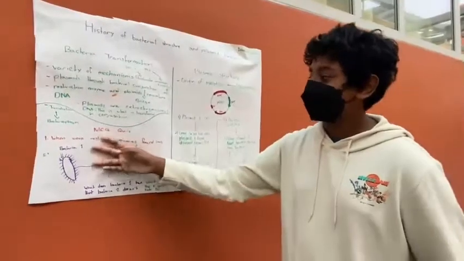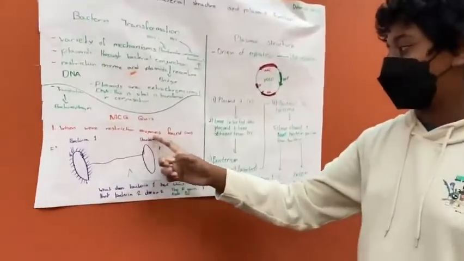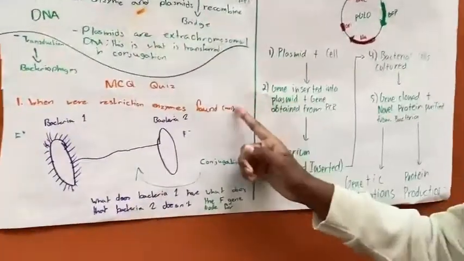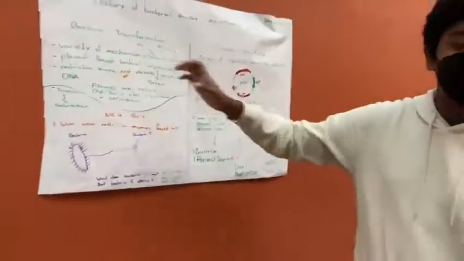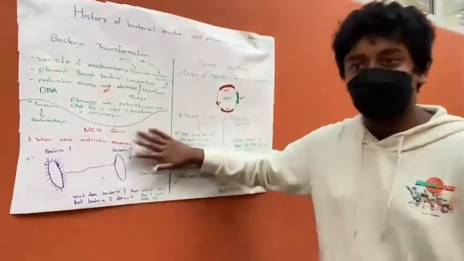So then here's our quiz. When were restriction enzymes found? Restriction enzymes were found in 1960. I'll tell you after this. This is wrong. This is the first draft.